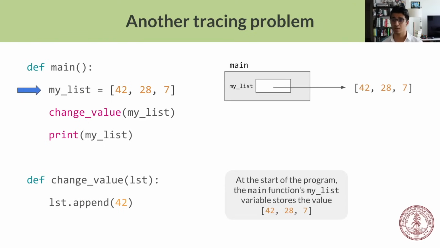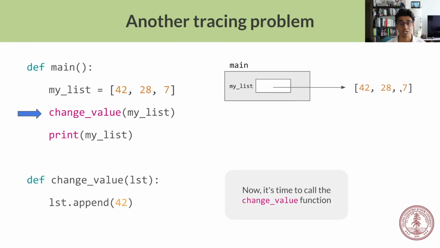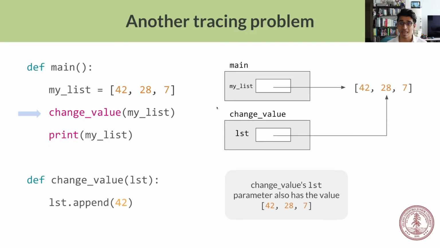So once again, let's start at the very first line of code. At the start of the program, the main function's mylist variable points at 42, 28, 7. That's the list that we've just created. And then yet again, we're going to call the change_value function. So we call the change_value function, and again, change_value now has a variable called lst. That's this parameter over here. And lst is pointing at the same list that the mylist variable in main is pointing at. So that's what happens there.